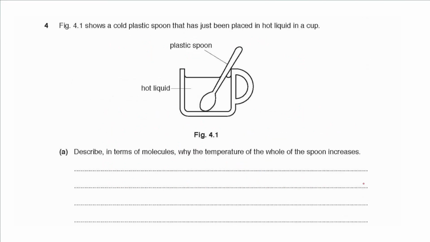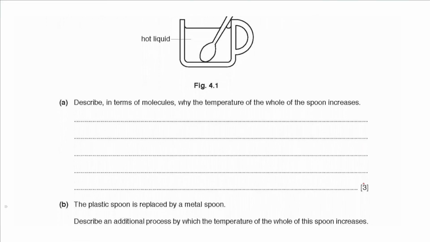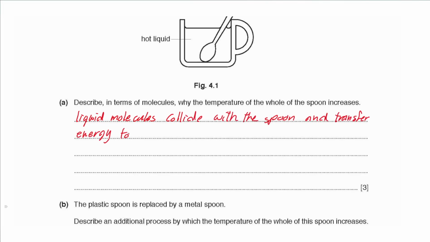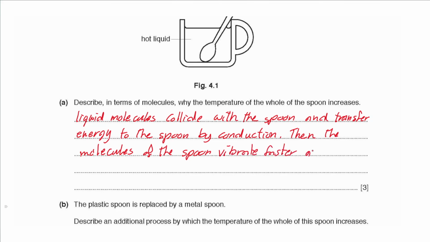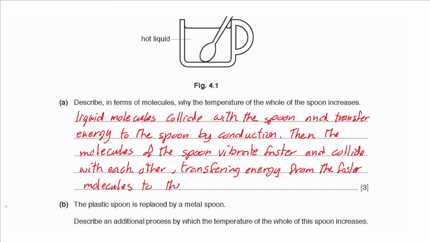Question 4 says figure 4.1 shows a cold plastic spoon that has just been placed in hot liquid in a cup. Describe in terms of molecules why the temperature of the whole of the spoon increases. We can start by saying that liquid molecules collide with the spoon and transfer energy to the spoon by conduction. Then the molecules of the spoon vibrate faster and collide with each other, transferring energy from the faster molecules to the slower molecules or slower ones.